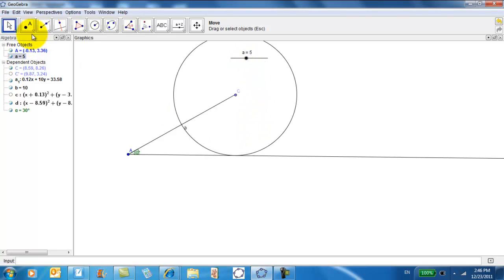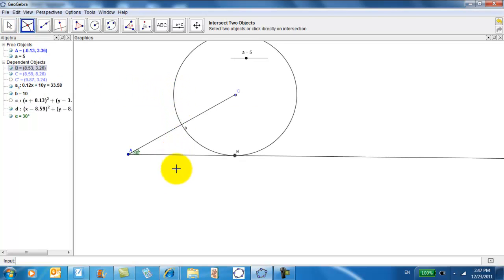In fact, we can ask the calculator where the intersection of these two things are. So let's go to intersecting points. Intersect these two objects, the circle and this ray. And we get, there's our point B. Okay? Now in this scenario then, we end up with just one solution.